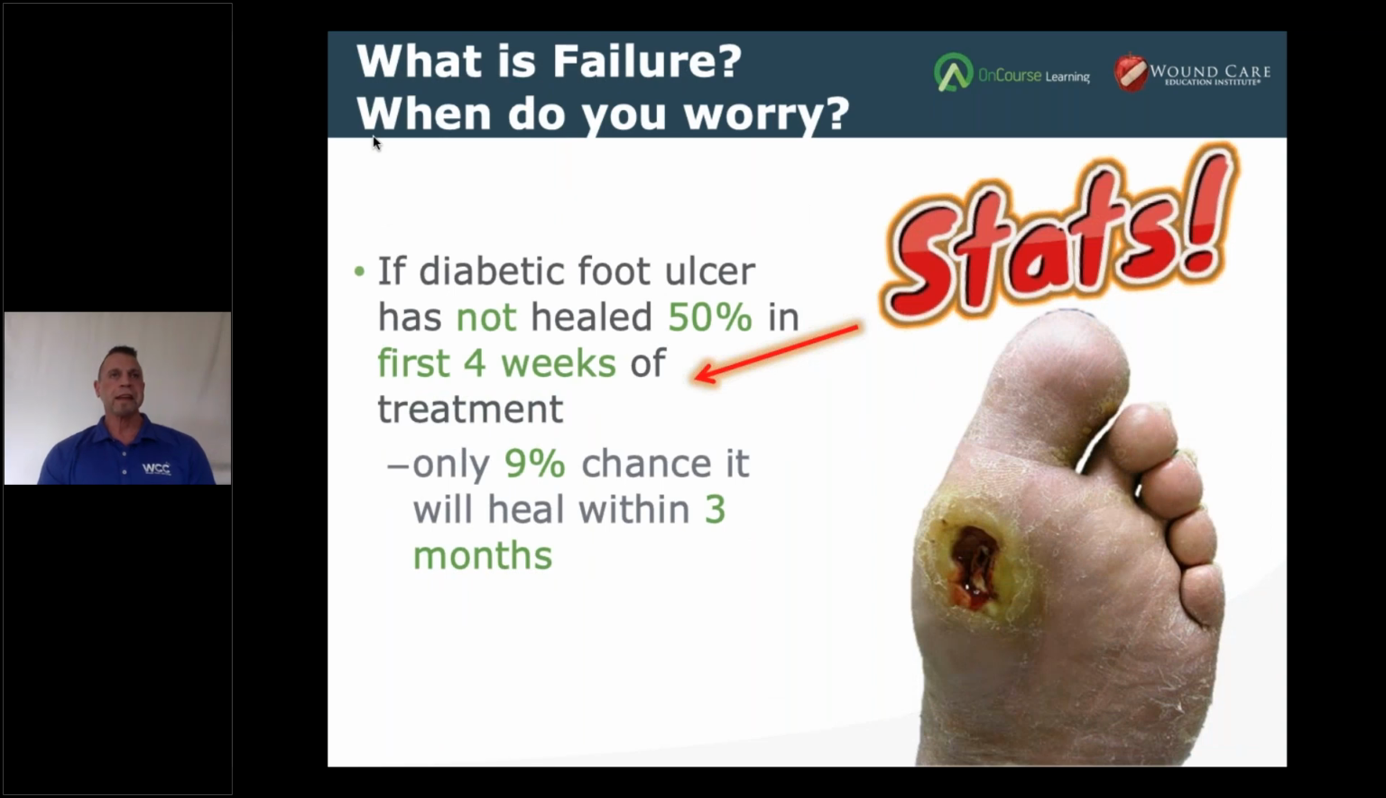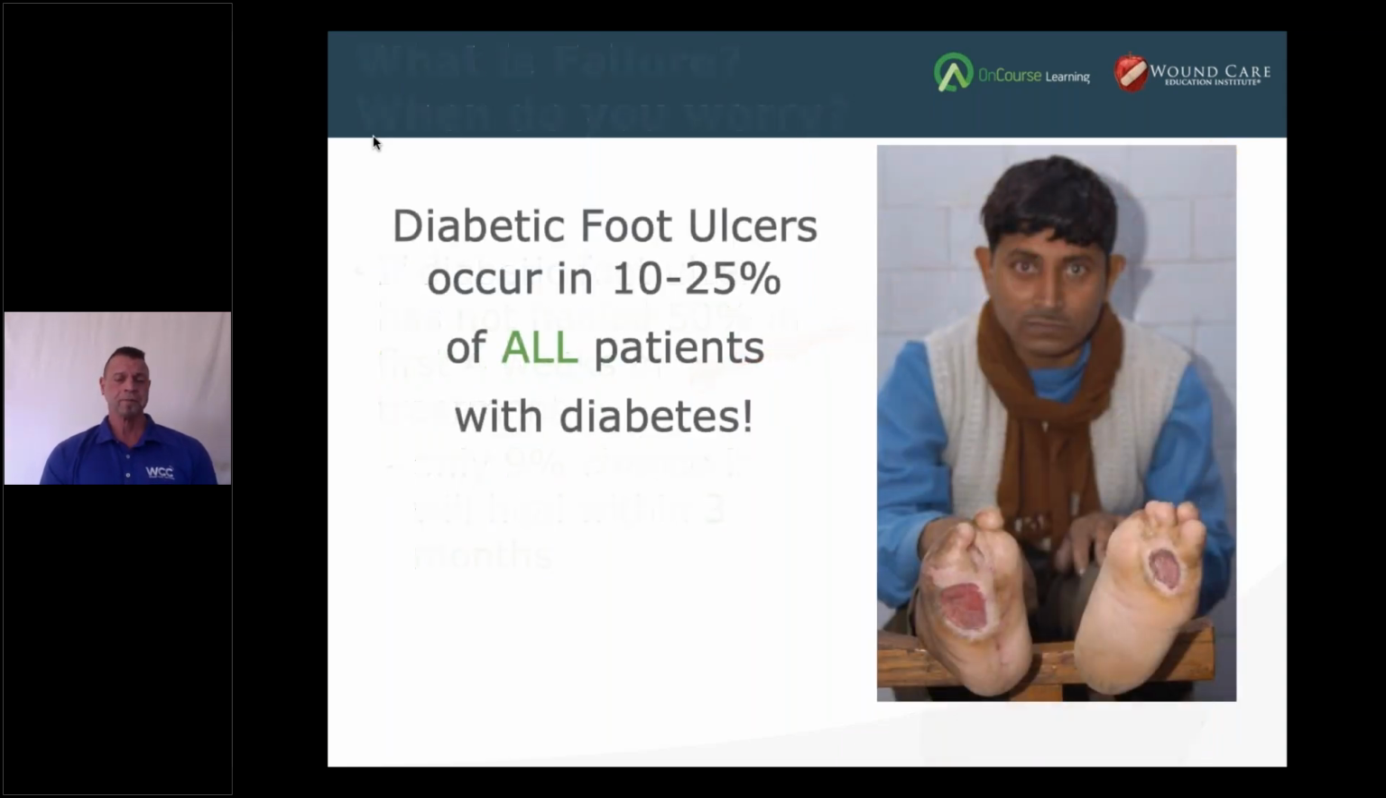Now, looking specifically at stats related to diabetic ulcers, these unfortunately are a little bit scary. It's said that with a diabetic ulcer, if it is not healed at least 50% in the first 4 weeks of treatment, there's only a 9% chance that it's going to heal within the next 3 months. That's scary. It's said that diabetic ulcers occur in anywhere from 10 to 25% of patients with diabetes. So if we ballpark that, that's literally about 1 in 6 diabetics who are going to end up developing foot ulcers in their lifetime.